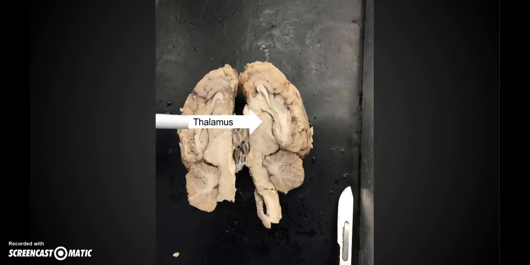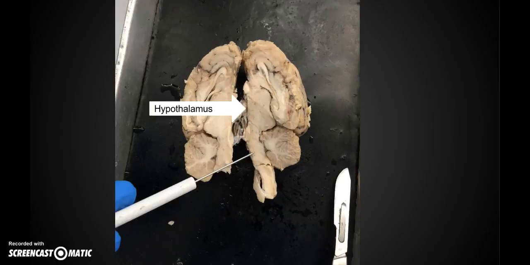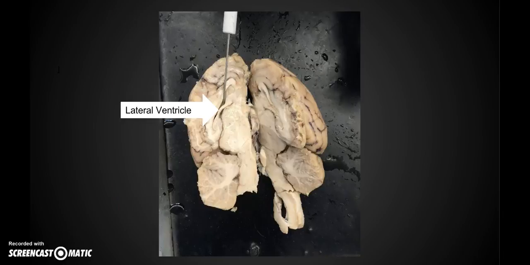The thalamus is located superior to the hypothalamus and is known as the sensory gateway to the brain. The hypothalamus is located inferior to the thalamus and is responsible for regulating many of the body's automatic functions such as appetite, thirst, sleep, and mood.